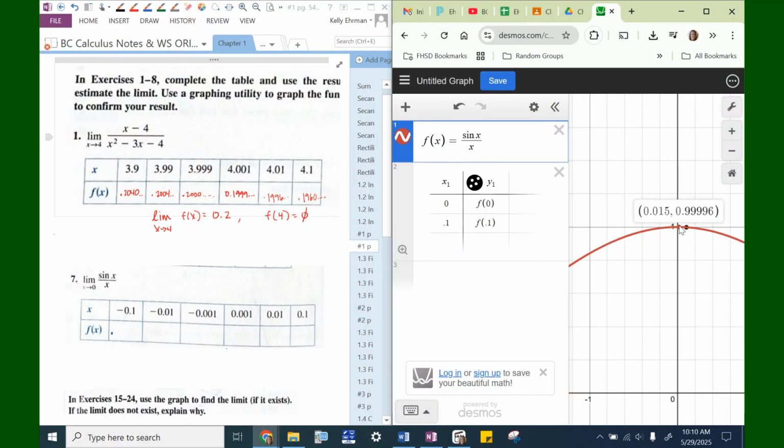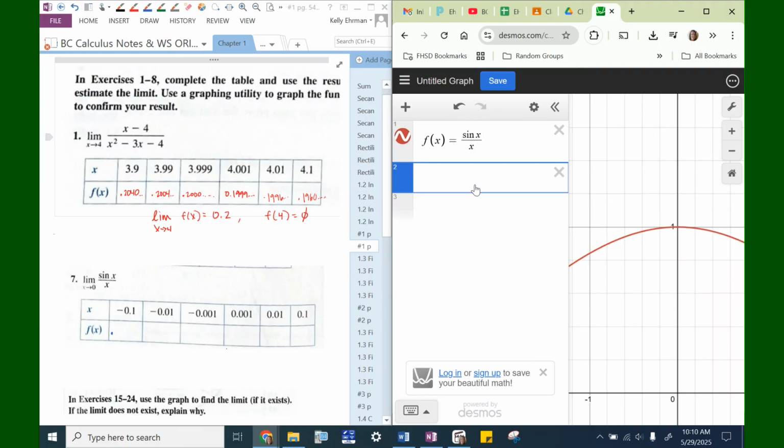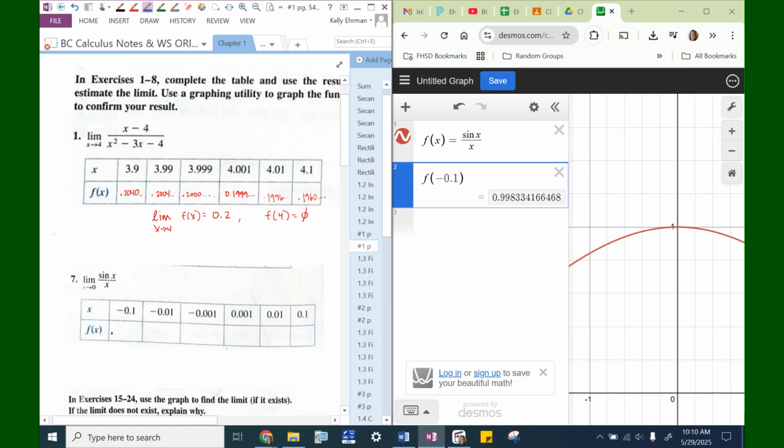So graphically, it looks like the limit as we approach 0, even though f of 0 is undefined, is 1. And we should find that if we start evaluating as well. So f of negative 0.1. I'm just going to try to write this down with my screen open.